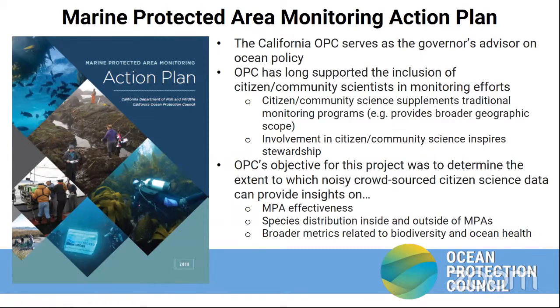So OPC's objective for this project was really to think about all of that crowdsourced citizen science data, all of that messy data, and really dig into it and see what kind of insights we could glean on MPA effectiveness, since this was a project focused largely on marine protected areas, species distributions inside and outside of MPAs, but also, as Gio alluded to, broader metrics related to biodiversity, representative of ocean health in general, especially related to climate change. We're so excited with how this project turned out and excited for next steps, which Gio will talk about at the end.